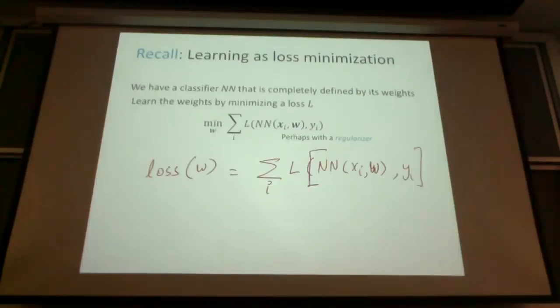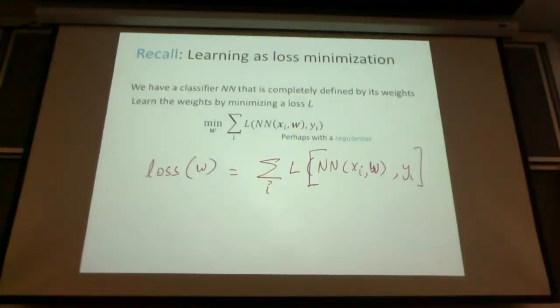A reasonable strategy for learning is to find the set of weights that minimizes this loss. This is what you've been doing for SVM, logistic regression, and, as I mentioned in the last lecture, perceptron, AdaBoost, all of these things. So why not try this for neural networks? A reasonable strategy is to minimize the loss.